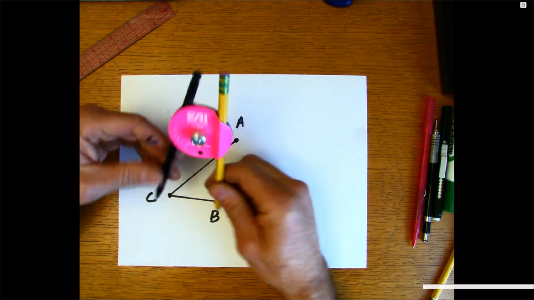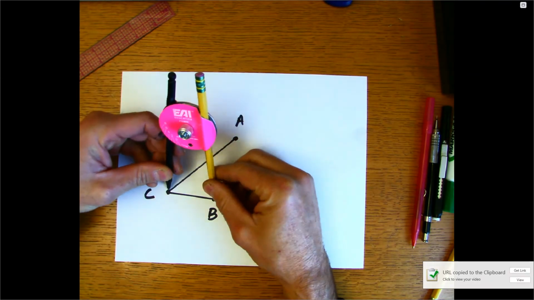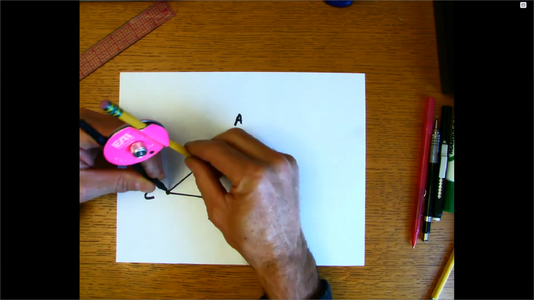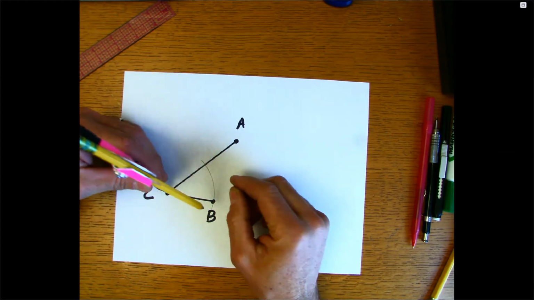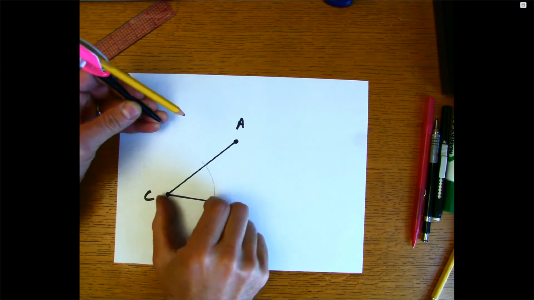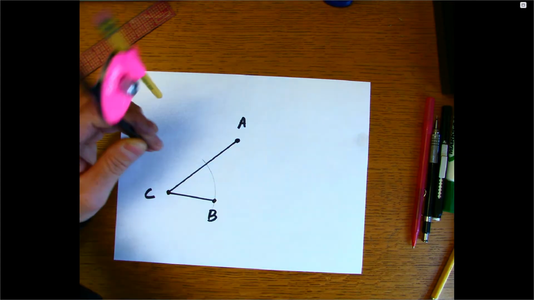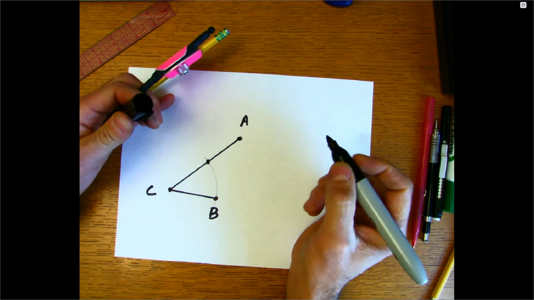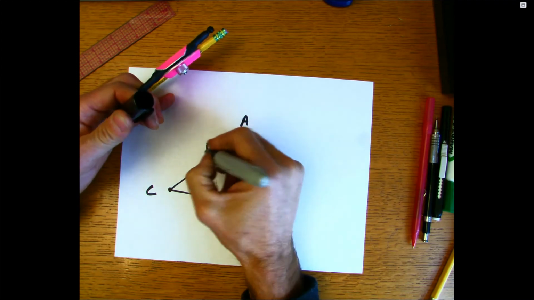So what I'm going to do, I'm going to go ahead and set my compass to be this length C to B. I'll go ahead and scribe in an arc. And so what I have so far are two lengths of a rhombus. I'll go ahead and call this point here D.